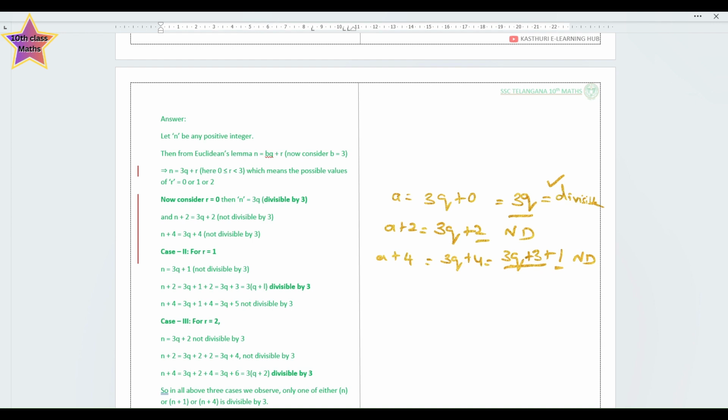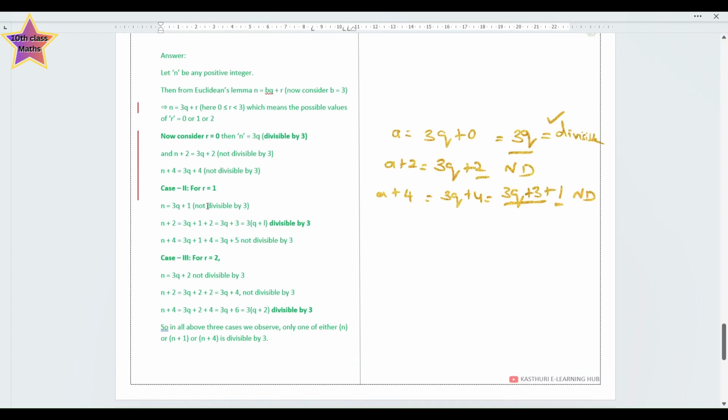Okay, so if you come to the next case, let us take r equals 1. So if a equals 3q plus 1, here we have the remainder, so it is not divisible. If a plus 2, let us take a plus 2 equals 3q plus 1 plus 2, that is 3q plus 3. Yeah, this is divisible by 3. You can write it as 3 into q plus 1. So this is divisible by 3.